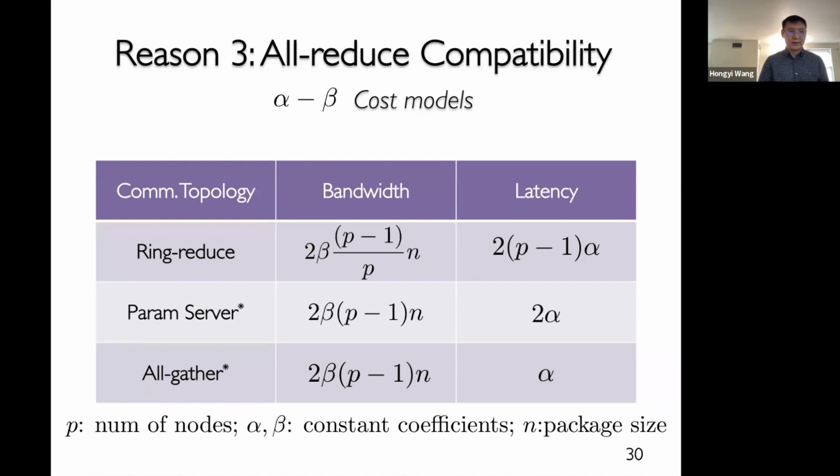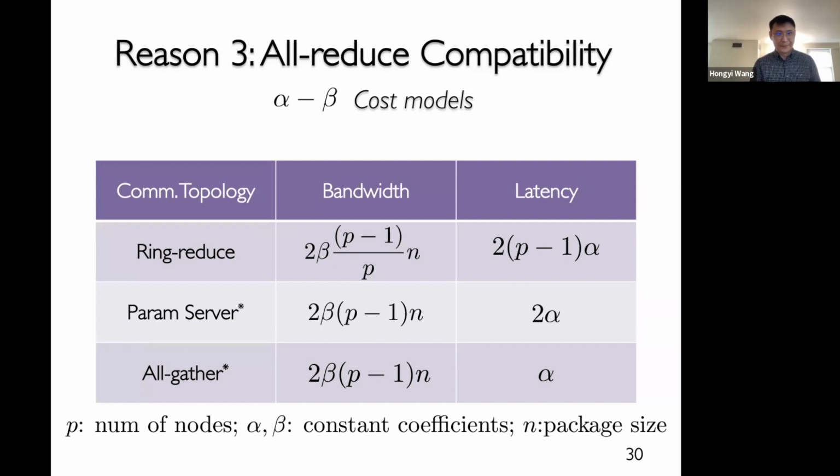So that gives you one reason why all-reduce can be faster compared to the other topologies for a certain range of applications. That's the third reason: some methods are not compatible with all-reduce SGD. In our example, we walked through that top-K and sign SGD are not compatible with all-reduce.